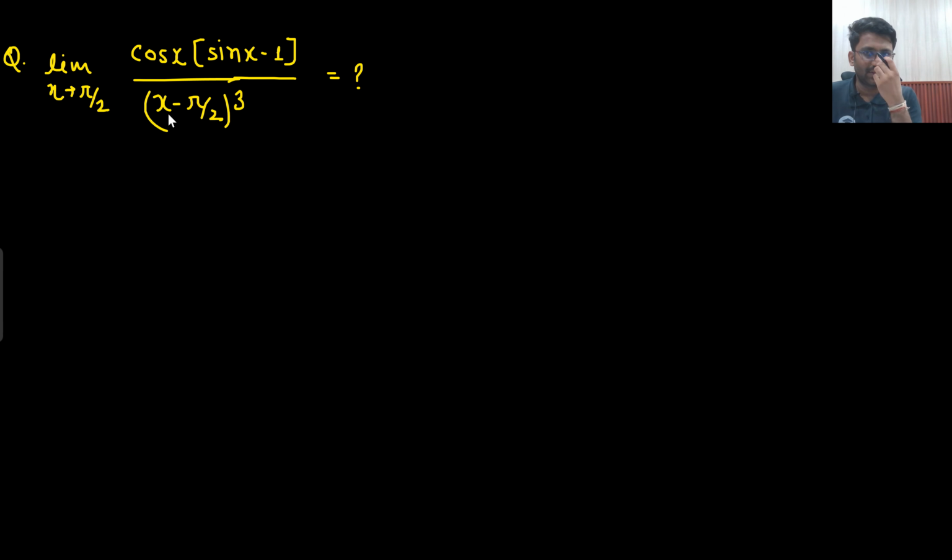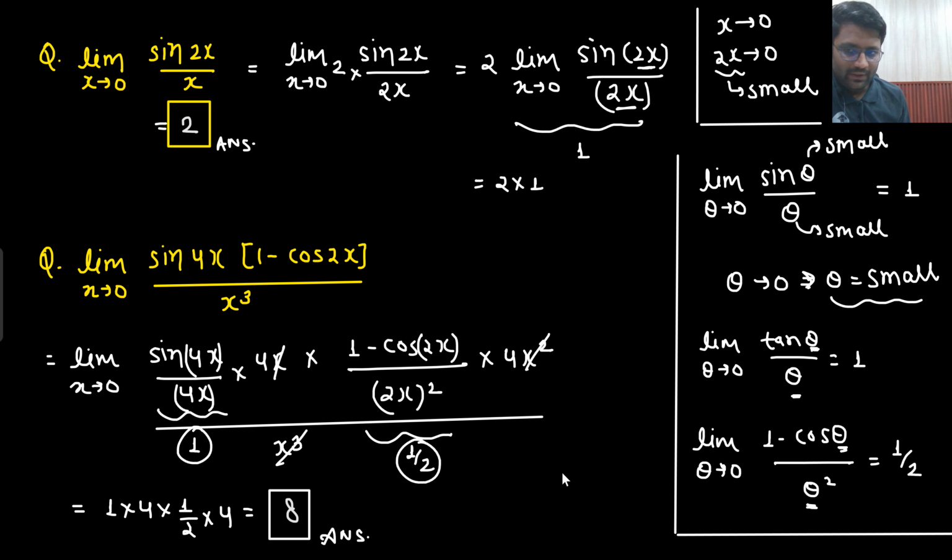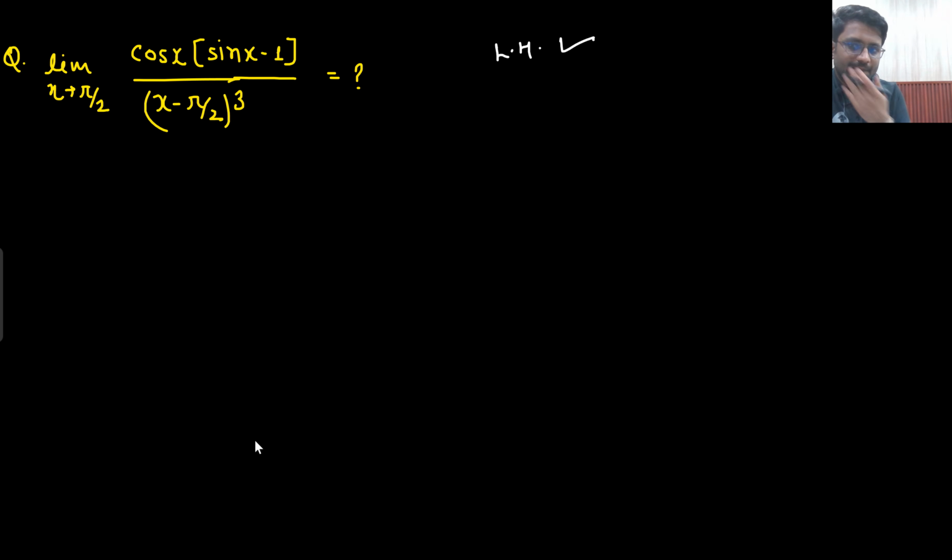Let's try this question. Cos x sin x minus 1 x minus 5 by 2 cube. Apply the L'Hopital, you can do it. By L'Hopital, you can do it on your own. 0 by 0 form it is, you will be able to do it. Now x tending to pi by 2. I am more comfortable with x tending to 0, no? X tending to 0, because I know that all these things I will be able to apply.